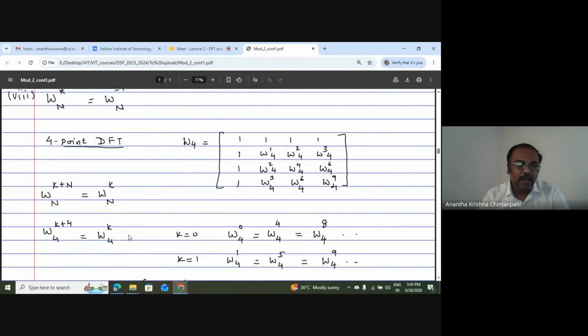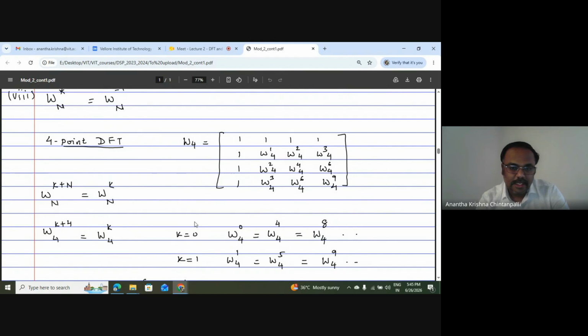Now, if I go back to the 4-point DFT, this is the expression. Every time I cannot solve all these expressions because I would have to put them in the calculator and get the values. But can I simplify this? The answer is yes, because it's a 4-point DFT. We know that W to the k plus N is nothing but Wkn. So what this is saying is W to the k plus 4 is nothing but Wk.